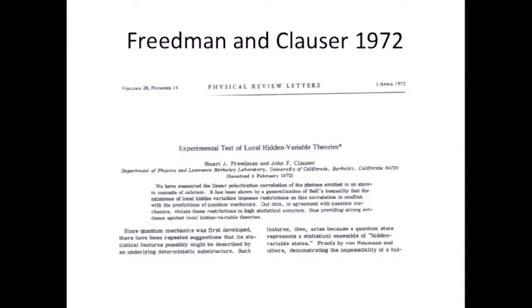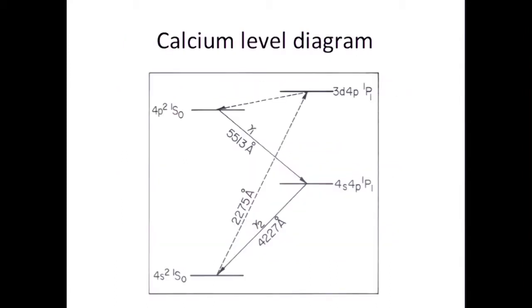So the results were reported in this paper, Freedman and Clauser, '72. The calcium level diagram is this. The experiment uses an arc lamp to populate a state with this 2200 angstrom photon, which then branches partly through a spin zero state. One photon, the 5500 angstrom photon, is emitted, and then immediately a 4200 angstrom photon is emitted, and those are the two photons that they're looking at in this experiment.